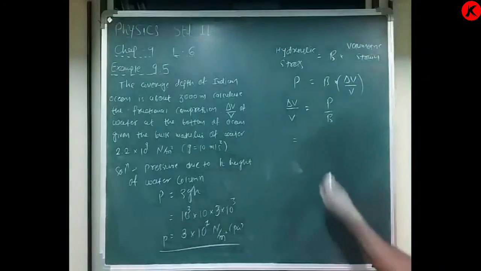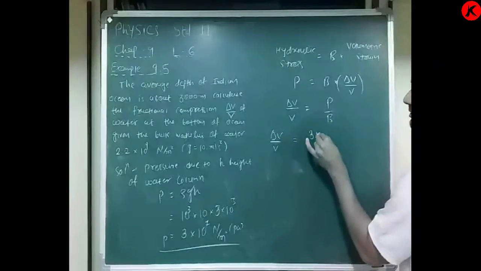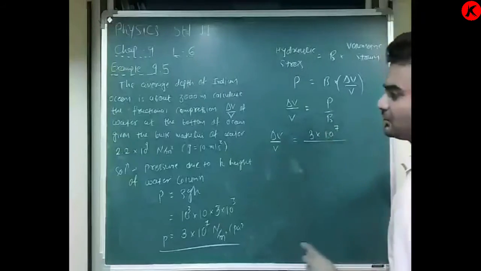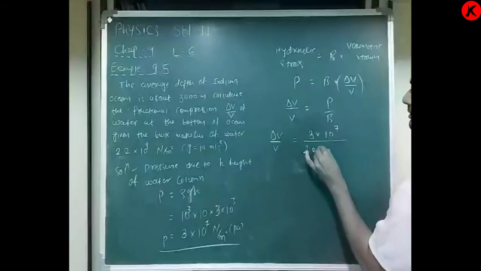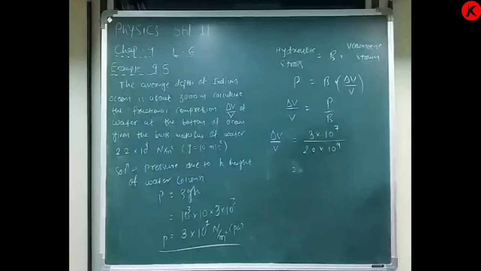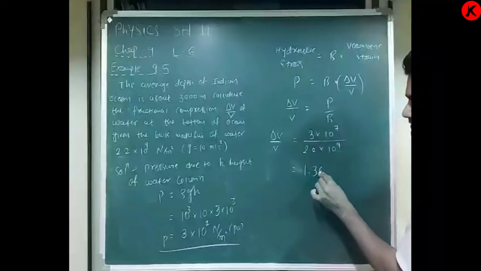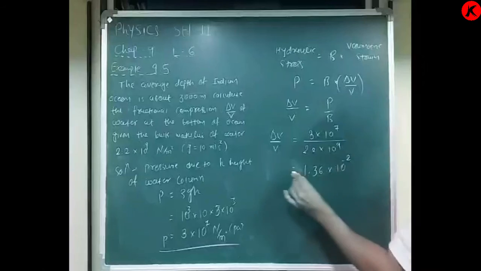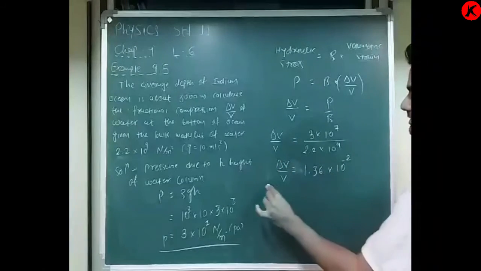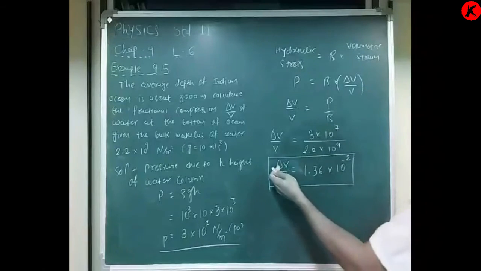So I need to find delta V by V. Pressure is 3 into 10 raised to 7, upon bulk modulus 2.2 into 10 raised to 9. So what will be the answer? I will give you the direct answer: 1.36 into 10 raised to minus 2. There will not be any unit. અહીંયા કોઈ unit આવશે નહીં. No need of unit because this is delta V by V.